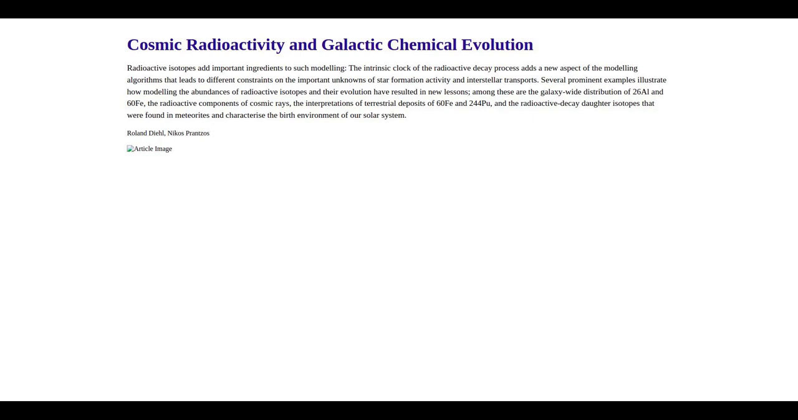Several prominent examples illustrate how modeling the abundances of radioactive isotopes and their evolution have resulted in new lessons. Among these are the galaxy-wide distribution of 26Al and 60Fe, the radioactive components of cosmic rays, the interpretations of terrestrial deposits of 60Fe and 244Pu, and the radioactive decay daughter isotopes that were found in meteorites and characterize the birth environment of our solar system.